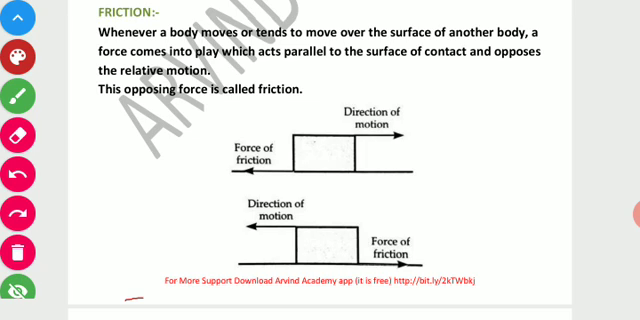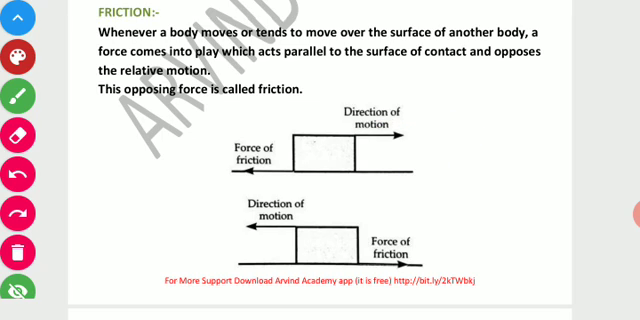So basically, as you can see in the diagram, here a box wants to move in this direction. This is the motion direction. It is moving, or we can say it is sliding over this surface. This surface is fixed. This is the fixed surface. This is moving.